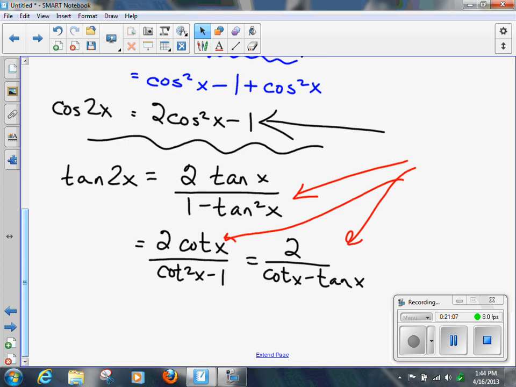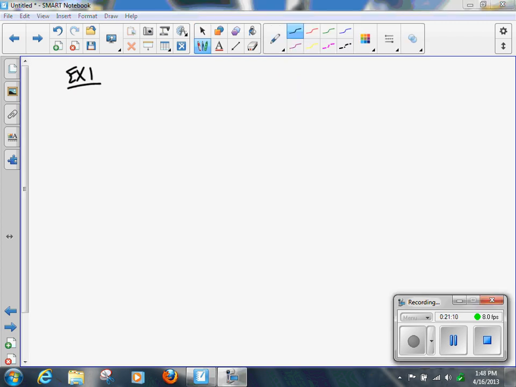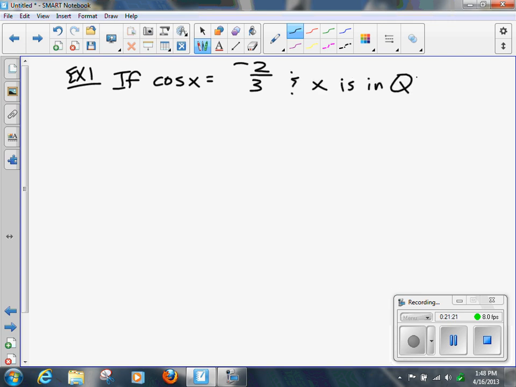I'm going to back this out so you're going to do the same thing you've been doing, drawing the triangle. Here's the problem. If the cosine of x is equal to negative 2/3 and x is in quadrant 2, you're going to find cosine of the double angle and sine of the double angle, okay? Now, that looks a whole lot like what we've seen in the past, doesn't it?